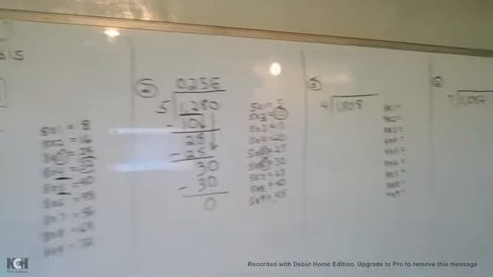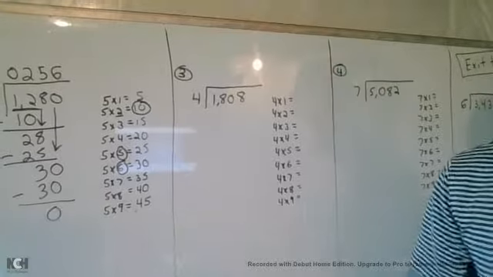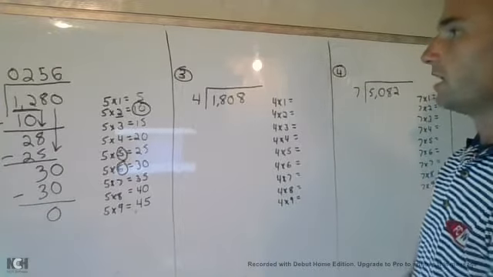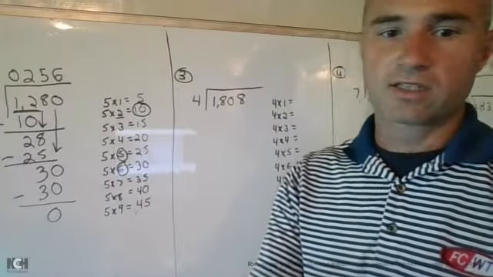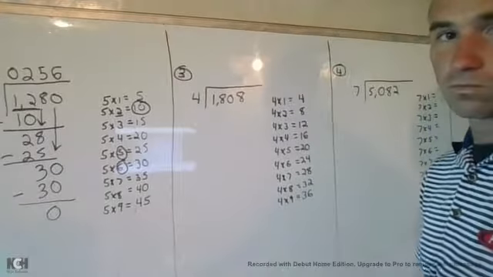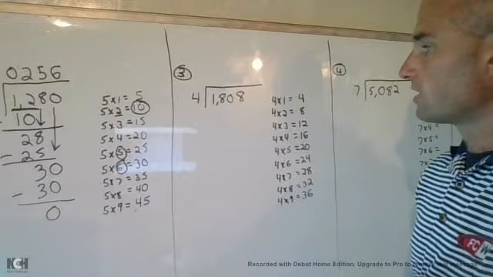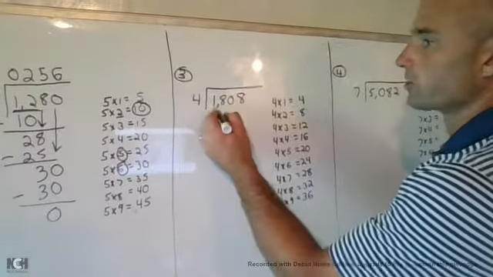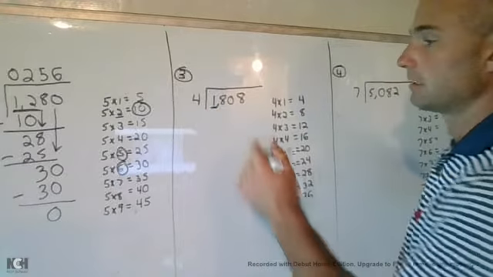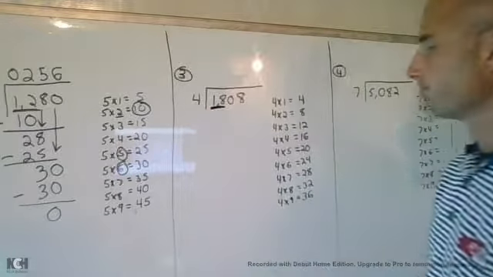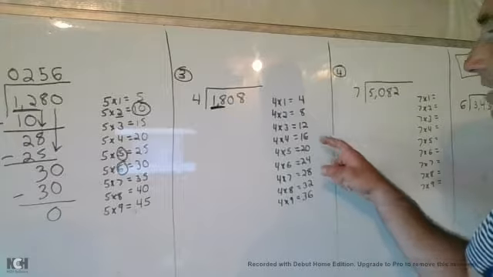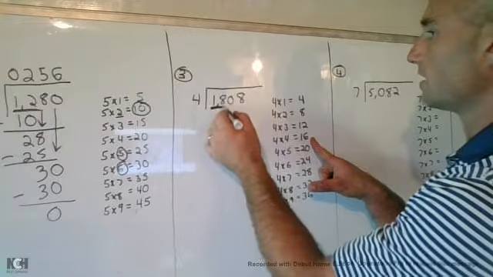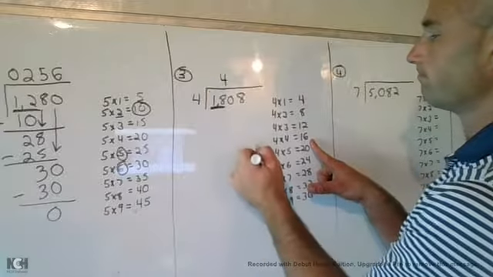Number 3. How many 4s go into 1,808? Go ahead, hit the pause button to solve that now. So I did my 4 times tables. Now I am ready to solve. How many 4s go into 1? None. How many 4s go into 18? Closest thing I can get to it is 16. So 4 goes into 18 4 times.